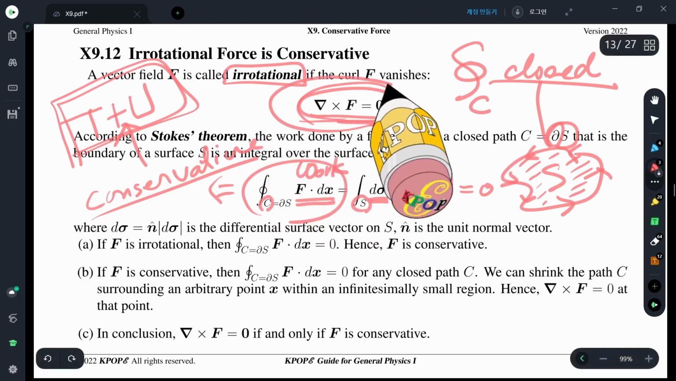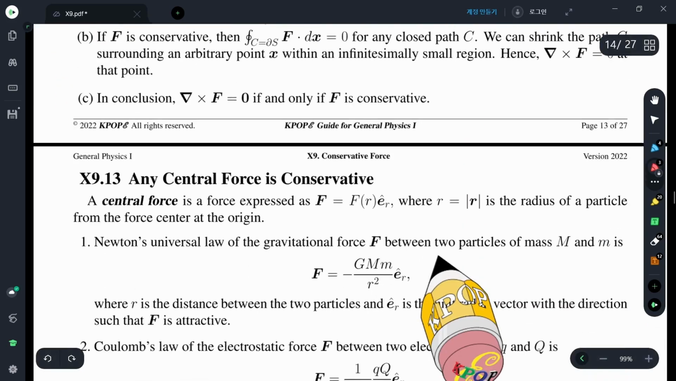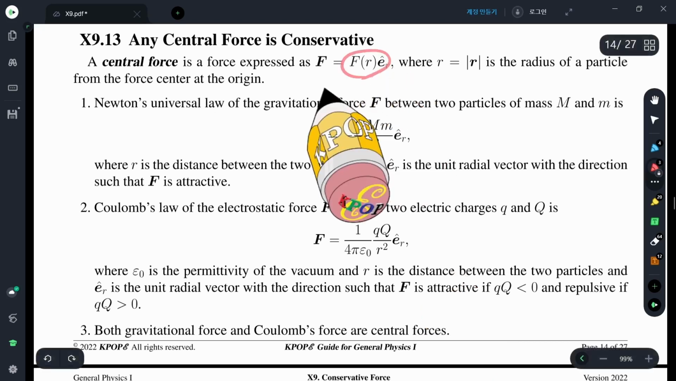So this is a very, very strong condition. As soon as you compute the curl and the curl is identified to be 0, then the force F is conservative. Any central force is conservative. Okay, any central force is of the form F equals f of r times e_r.